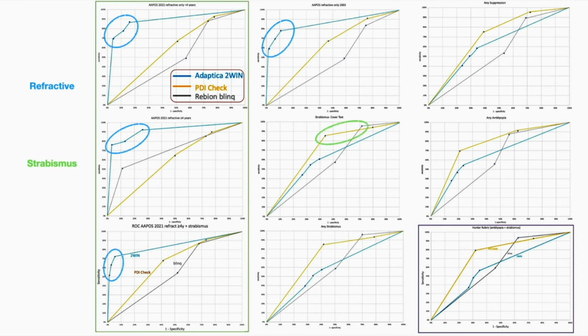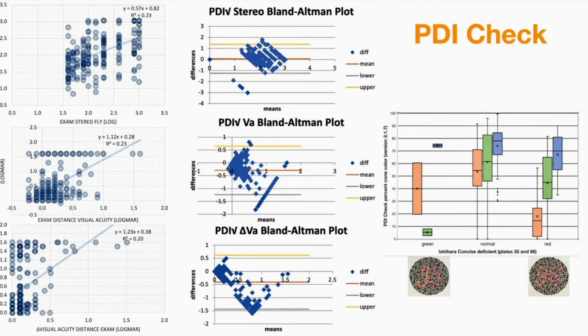Strabismus was best evaluated by the autostereoscopic or birefringent screening, as was amblyopia, using Hunter's new rubric. The PDI Check had good correlation of stereo visual acuity and delta visual acuity, also using Bland-Altman plots. And the PDI Check was well able to determine red and green color blindness.